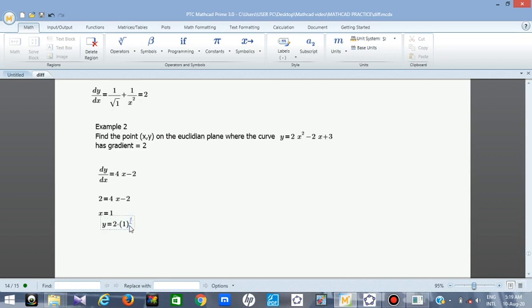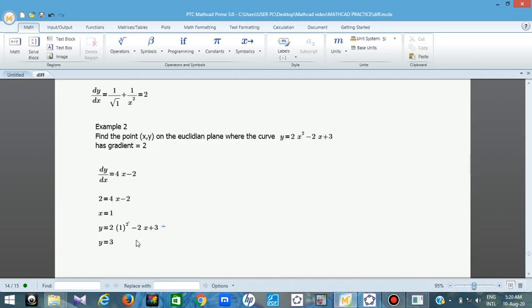1 raised to power 2, then minus 2x, and plus 3. So when you now solve for your y, y is going to be equal to 2 times 1 squared, which is 2, then this is also 1, so 2 minus 2 is 0, so y equals 3. So there's no stress with this one. This is your value.